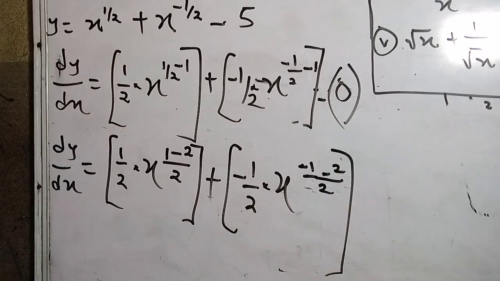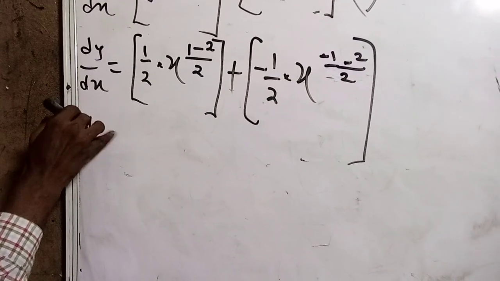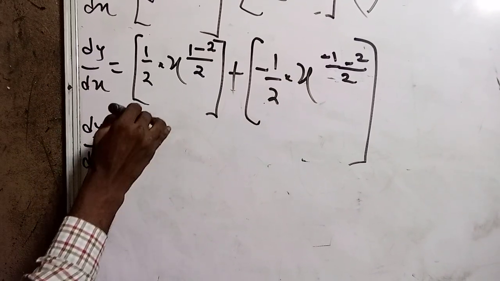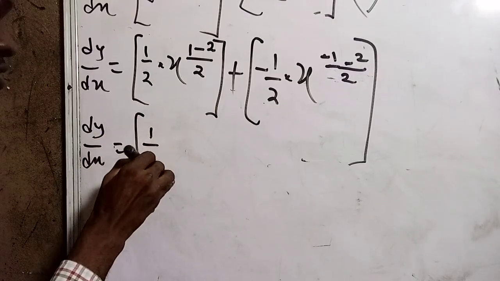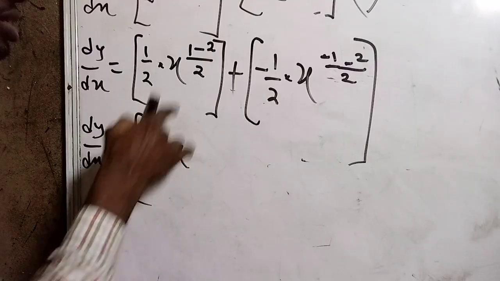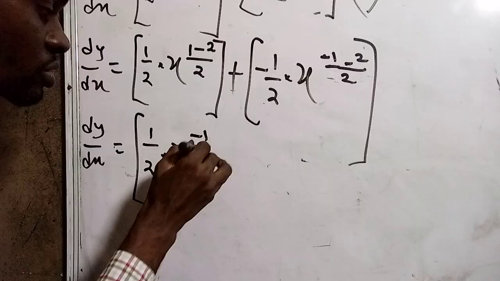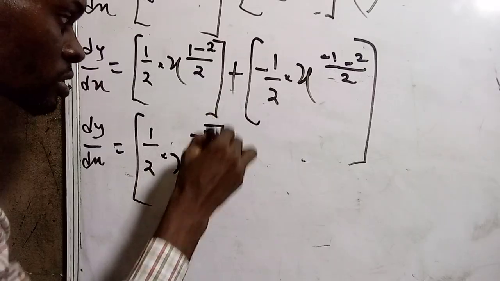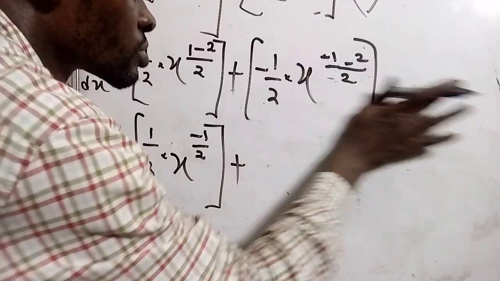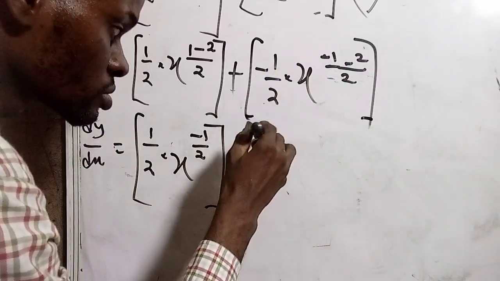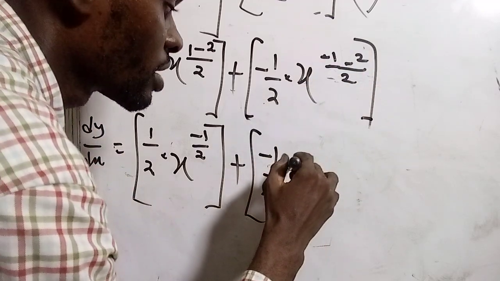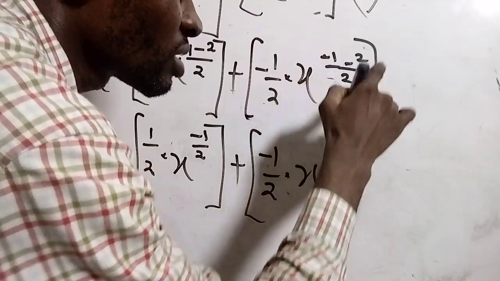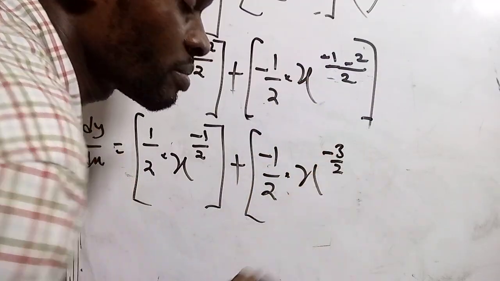To make it a simple expression, furthermore, dy/dx will be equal to, further now, this will be 1 over 2 times x. 1 minus 2 is minus 1 over 2 for the power, plus, okay, I have minus 1 over 2 times x. 1 minus 1, that's minus 3 over 2 for the power then.